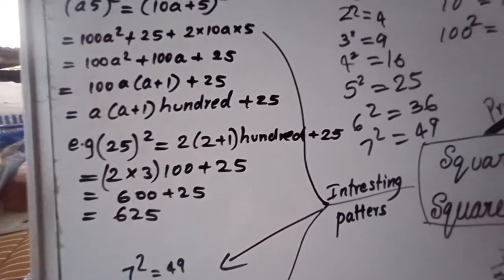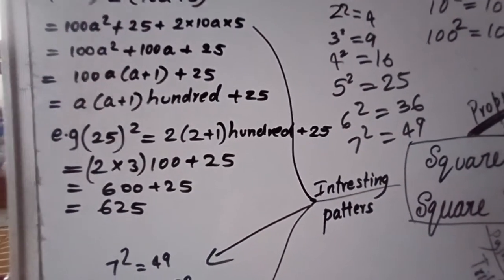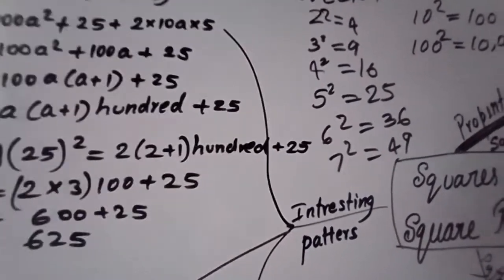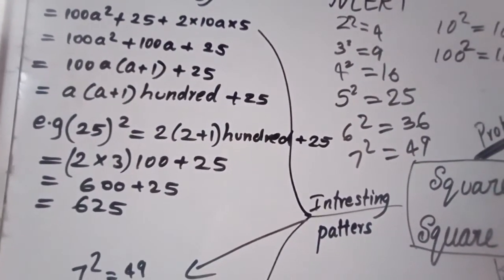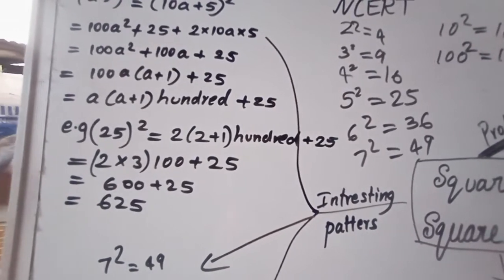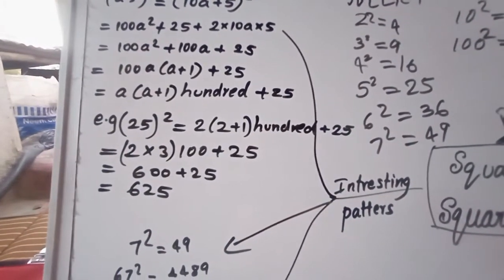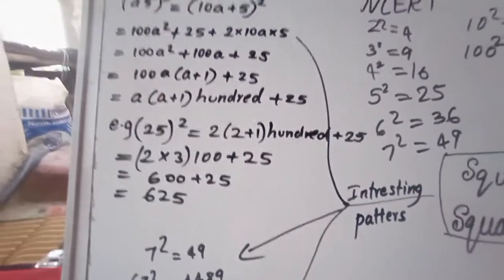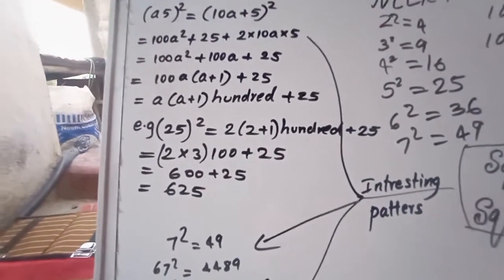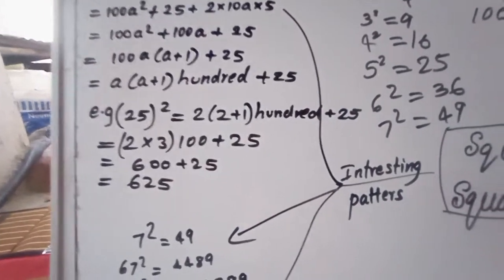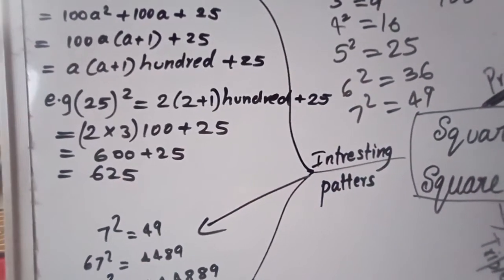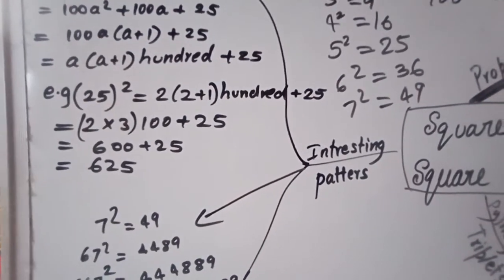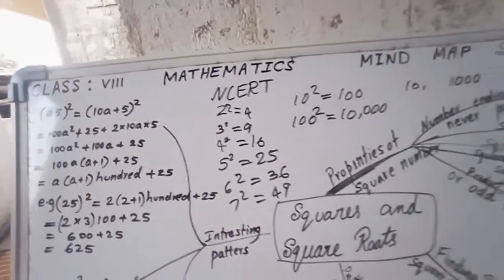For example, 25 square, if we take it, can be shown as 2 into 3 into 100 plus 25, because a is equal to 2, and a plus 1 means 3. 2 3s are 6, so 600 plus 25. You will get 625. I have considered one example.